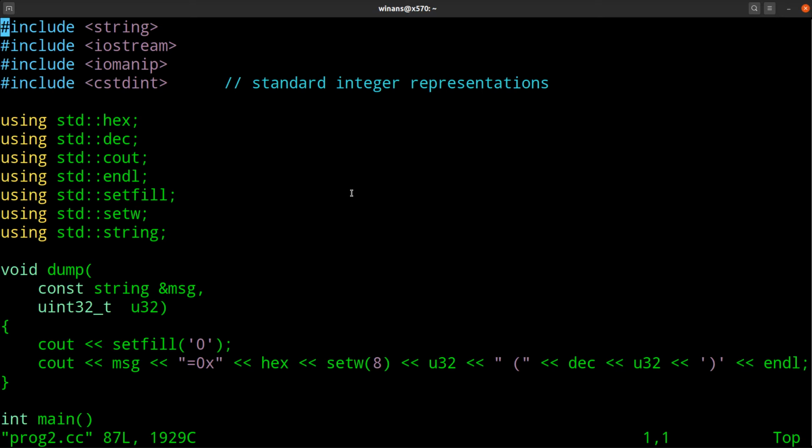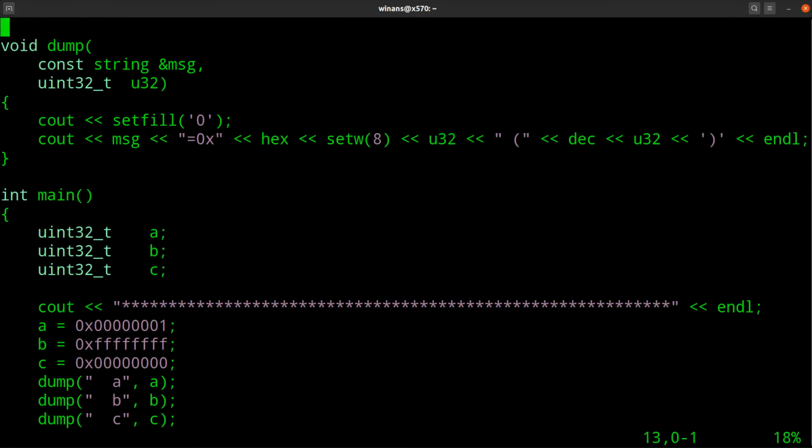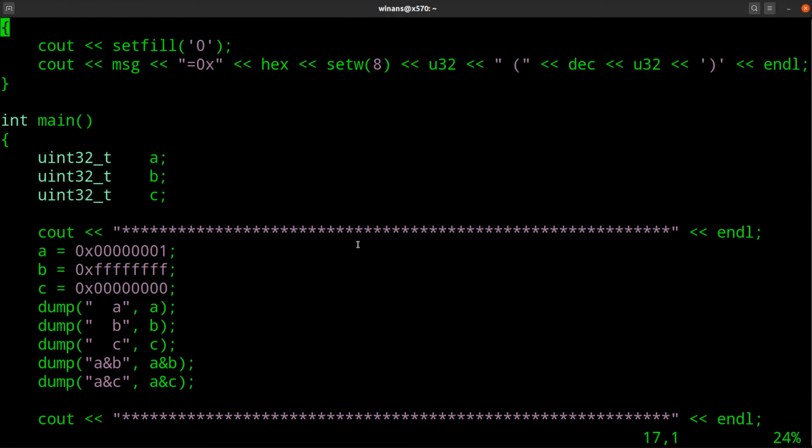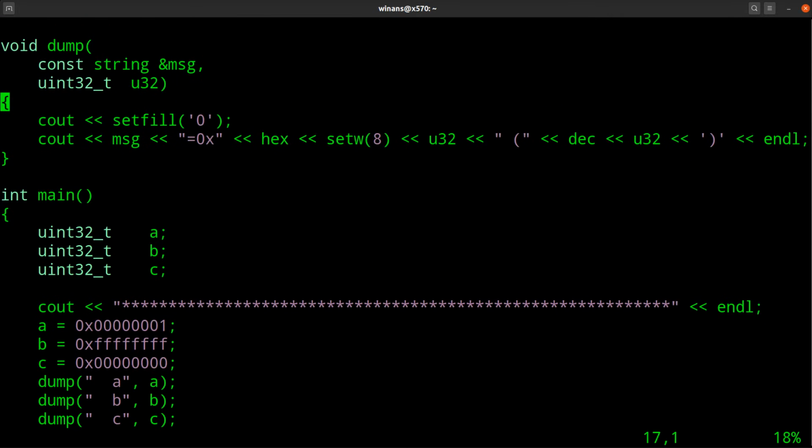So now what do we got? What other operators did we have in the list of operators we were looking at? We just looked at the tilde, and we looked at shifting left and right. So what do we got here now? We got a little dump routine. What does it take? It dumps a little message out. Then it takes a 32-bit unsigned value. So it's going to print the little message that I give it, followed by equals 0x, and then the hex 8 bits, and then the decimal in parentheses like we saw before.